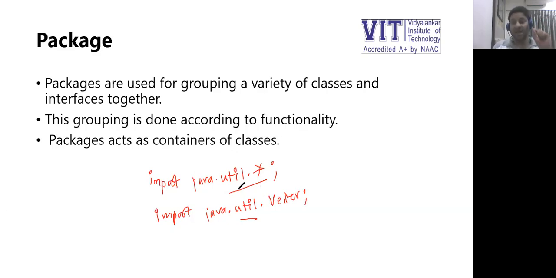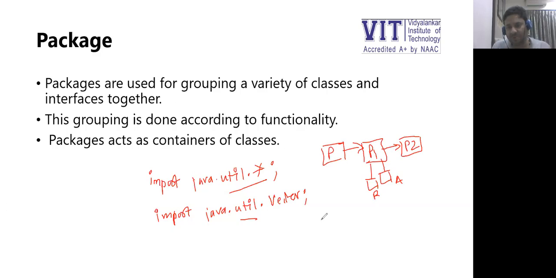Now remember one thing. Importing something like package name dot asterisk, like here we did util dot asterisk, will only import the classes and interfaces of that package. If there are packages inside it, it will not import those packages. Suppose there is a package P that contains package P1, that contains package P2, and in P1 we have some classes A and B. If I write import P dot P1 dot asterisk, it will only import A and B.